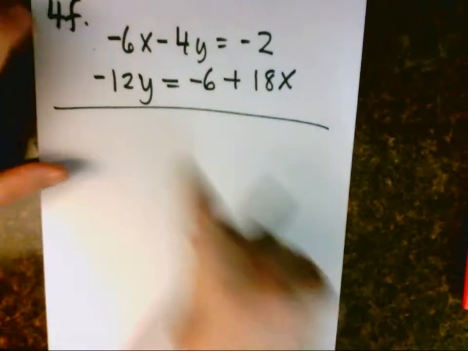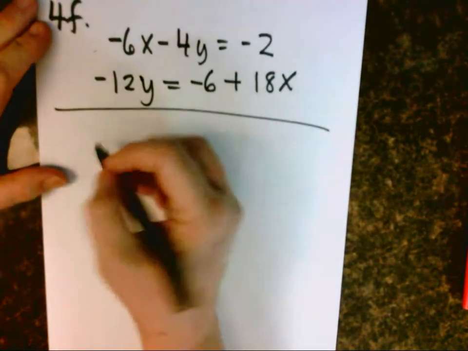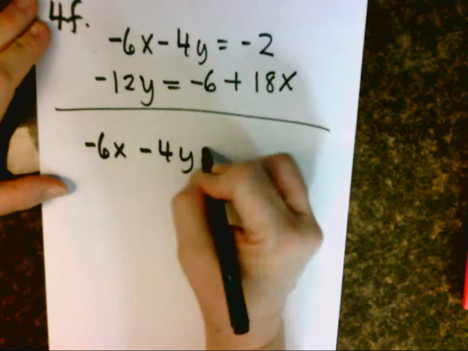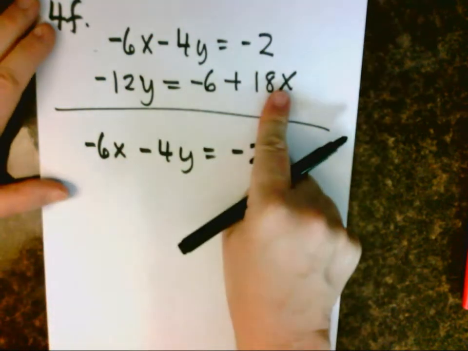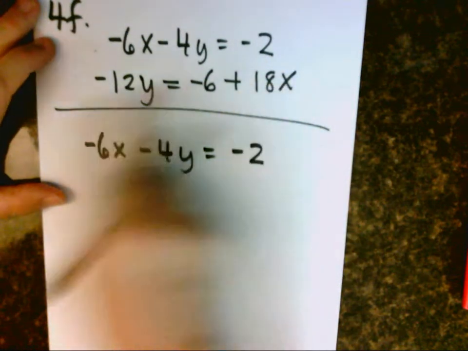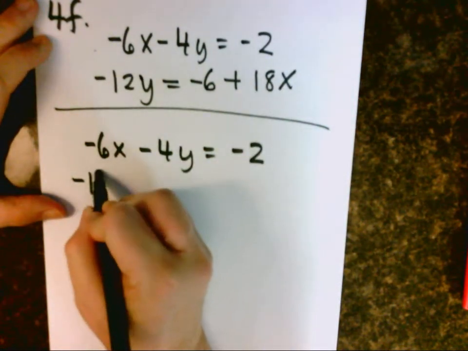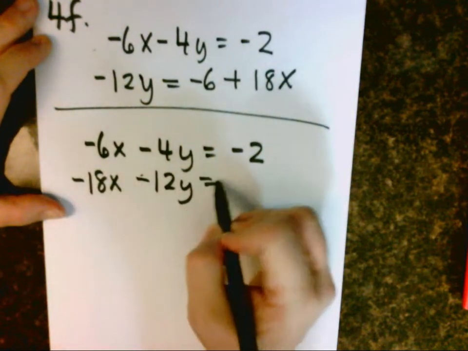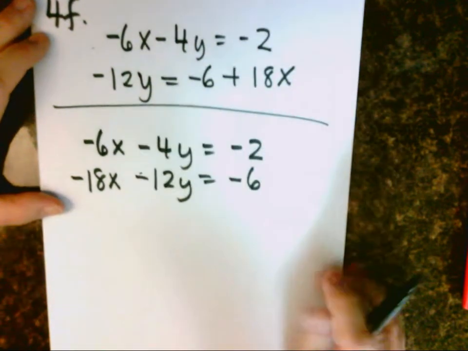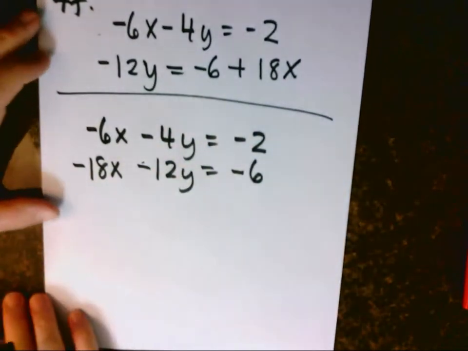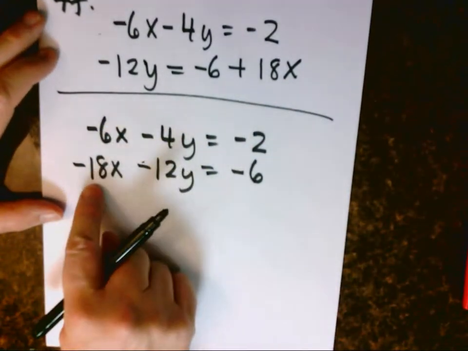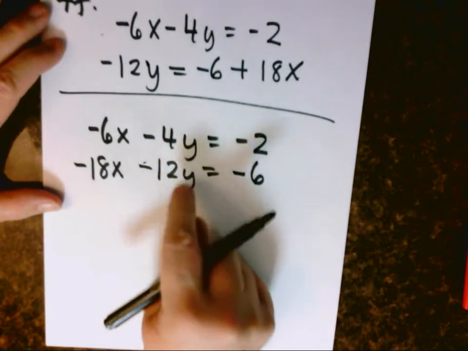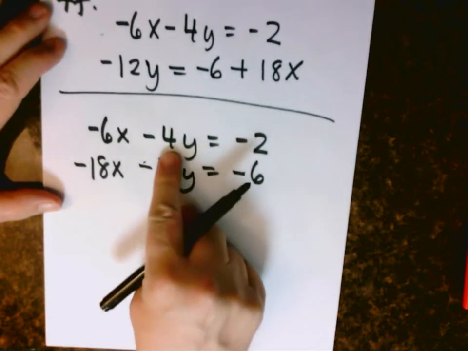Okay. Now I'm going to have this lined up x, y numbers. So I'm going to leave the first one just like it is. Now I want to bring this x over, so I subtract the 18x on both sides. So I'm going to have a negative 18x, and then the negative 12y equals, and the negative 6 will sit over here. Now we would like to eliminate something. These are smaller numbers, so let's get a 12 in front of both of these. This needs to be a negative 12, and that needs to be a positive 12.